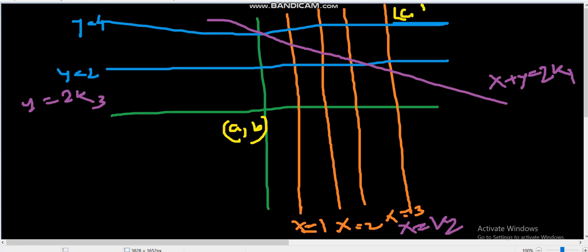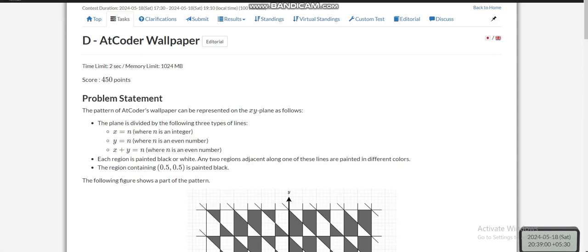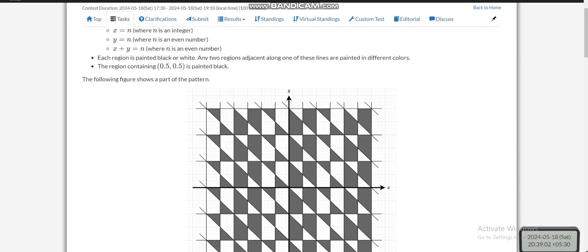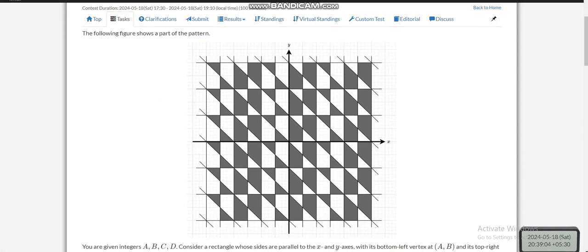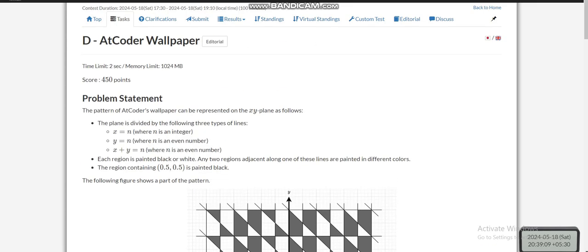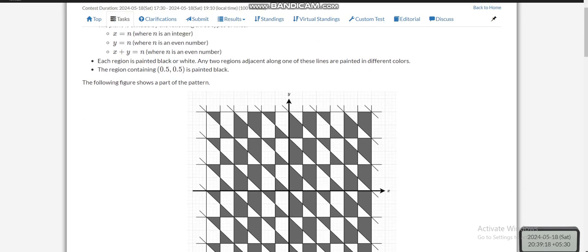Now we have to find the area of the rectangle between a comma b to c comma d, which are black. Now what is black and what is white? You can see the diagram and identify that. So this is black, this is white, like that. Okay, so the region containing 0.5 and 0.5 is black. Two adjacent regions along one of these lines are painted with different colors. So that is not important, but you try to see the patterns here, how the pattern is happening.